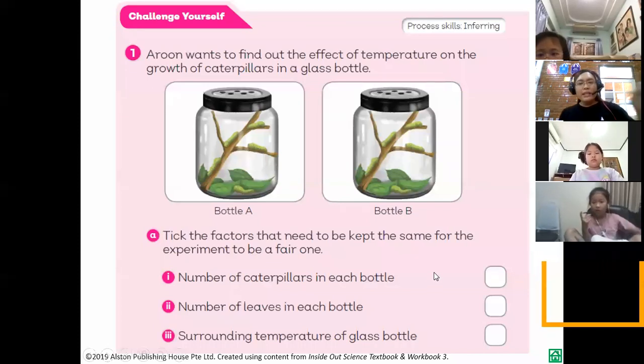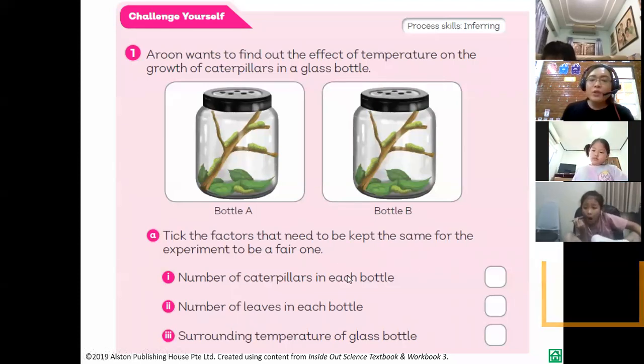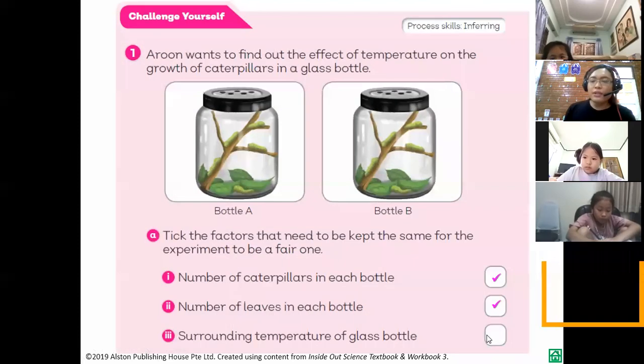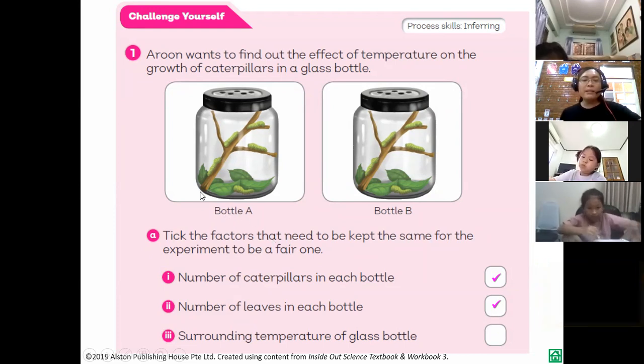Now here's what we're going to do. We will tick the factors that need to be kept the same. Tick number one. And two. Number three, no. Do not tick number three. So number one and number two are the two factors that need to be kept the same for the experiment. How many caterpillars in bottle A?